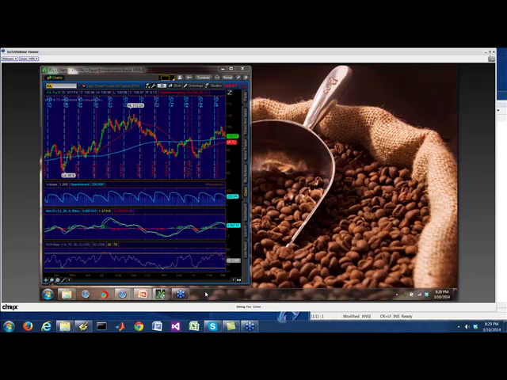Now, it looks to me that if we have more political risk with Ukraine, then it's possible that the CL contract is going to hit 105. But this is my gut feeling. This is my personal opinion.